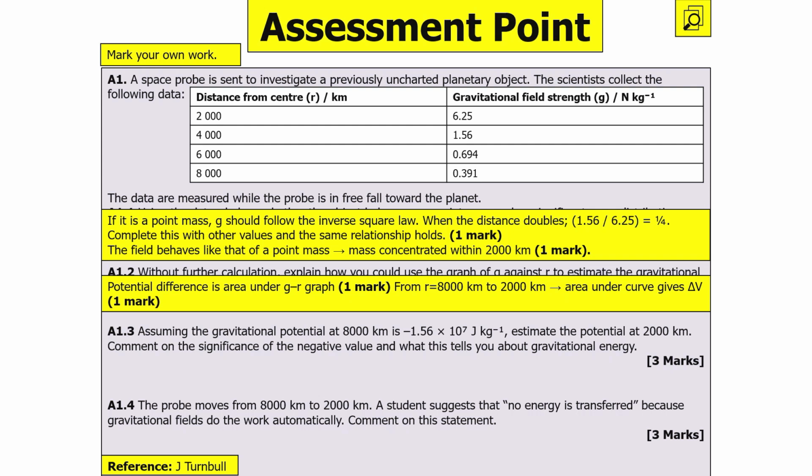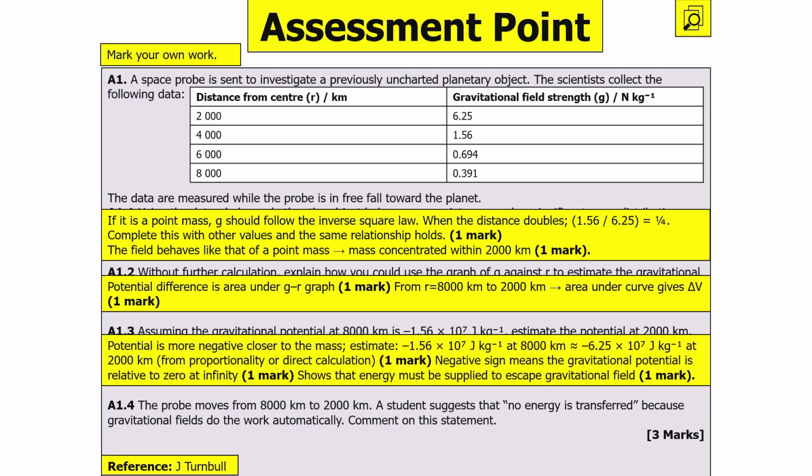Now the potential difference is the area under the g against r graph. So from the 8,000 kilometers to 2,000 kilometers, the area under the curve will give you that change in gravitational potential. Now the potential is more negative closer to the mass. So therefore, if we know it's minus 1.56 times 10 to the 7 joules per kilogram at 8,000 kilometers, well then you could divide that again by 4 because we're now going to 4 times closer, so it's minus 6.25 times 10 to the 7 joules per kilogram.